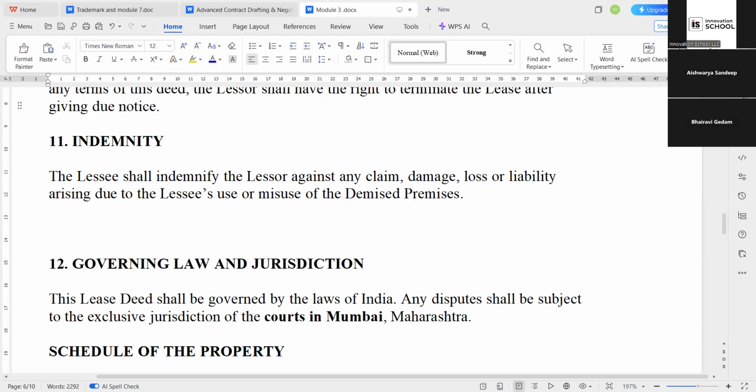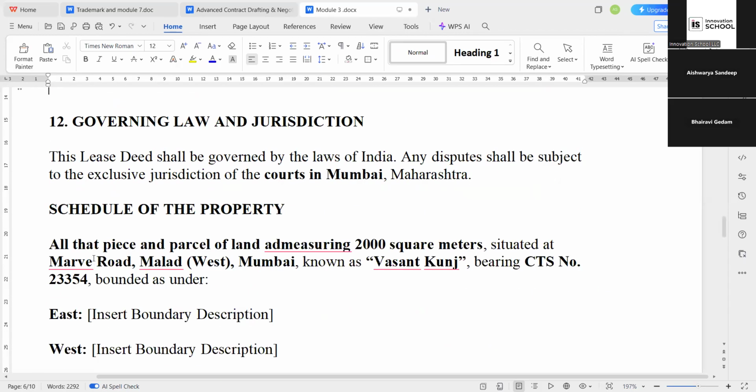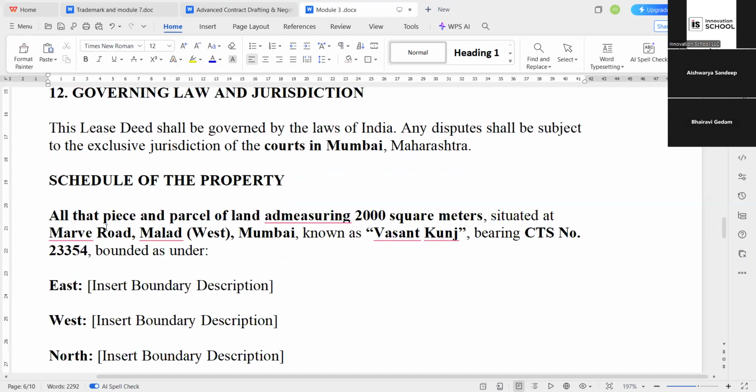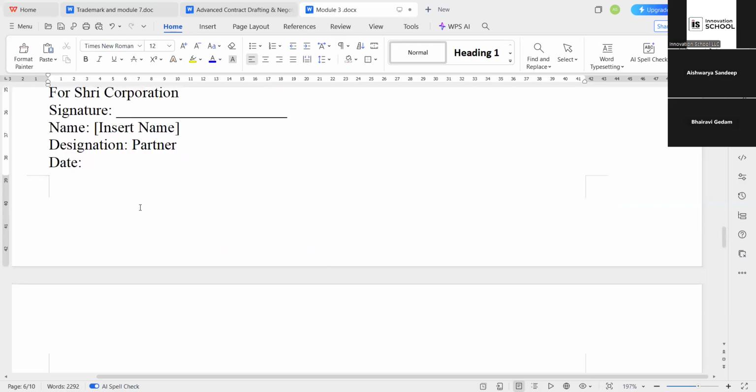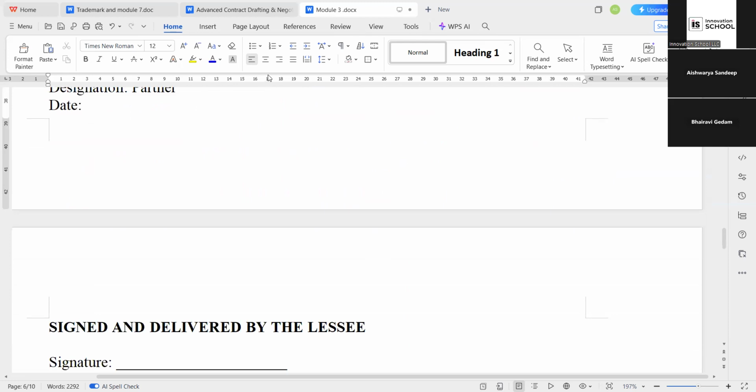Then comes your governing law and jurisdiction. So what exactly are the laws that will govern? You're going to use your local laws, of the state in which the property is located. You cannot use a random law. When you talk about governing law for the sale or even the license of a property, it has to be the law of the land where the property is situated. Again, the schedule of the property is a very important clause, and you will mention the signatories and witnesses.